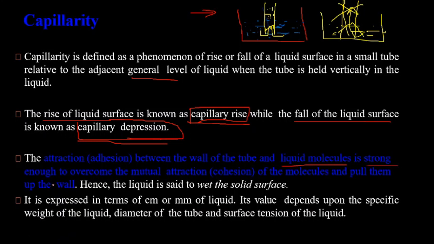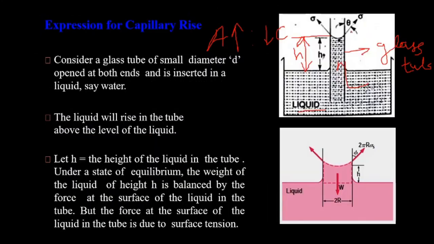It is higher, it is greater, it is strong enough to overcome the mutual attraction. Overcome the mutual attraction means overcome the cohesion force between the molecules, the attraction force between the same molecules, and pull them up the wall, and that makes the water rise. In this process the liquid is said to wet the solid surface.